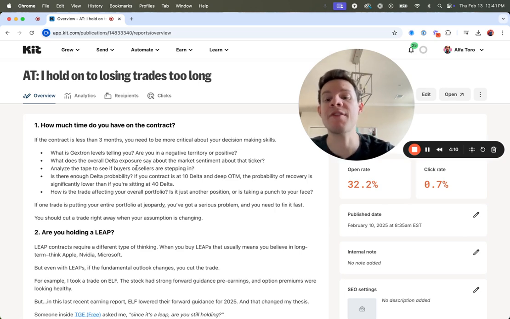And then I said, is there enough delta probability? This is really important, because when we're buying contracts, we're looking at contracts that are 38 to 25 delta. Those are the highest probabilities to go from out of the money to into the money.